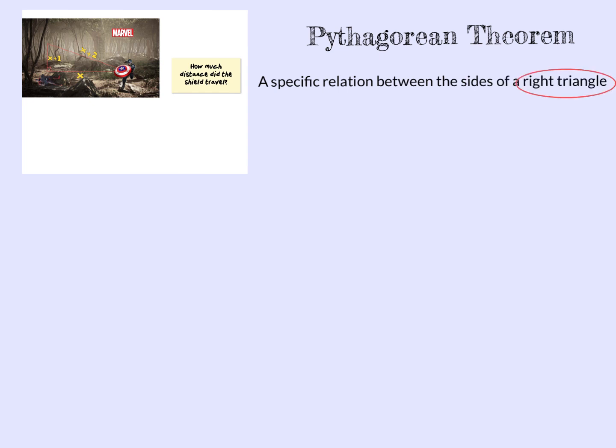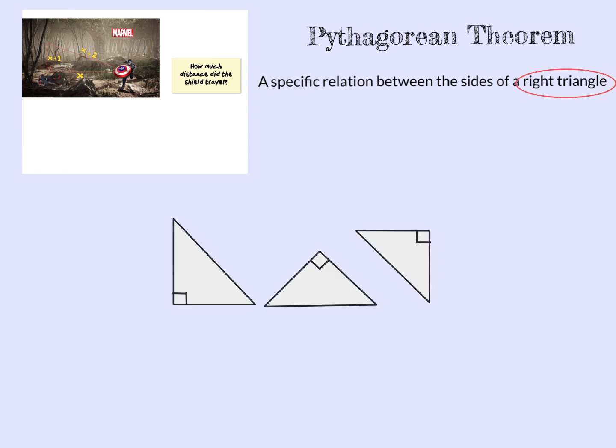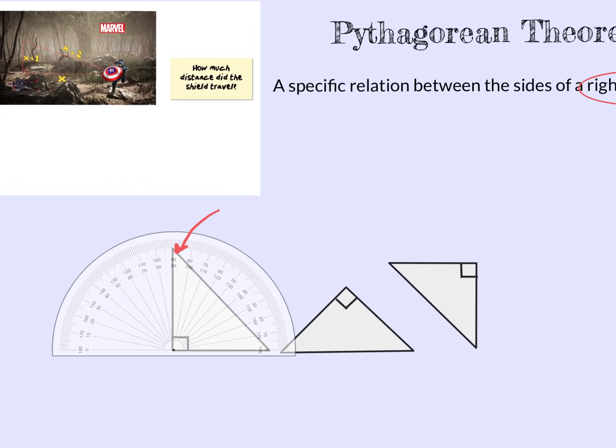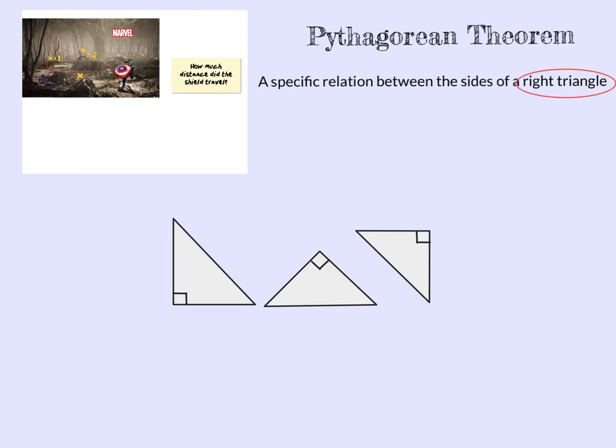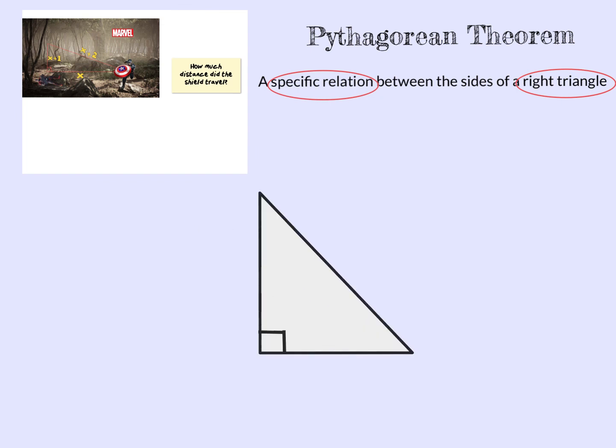Do you remember what a right triangle is? Right triangles are triangles that have a 90-degree angle, also called a right angle. We can show with a protractor that in fact these triangles have a 90-degree angle. Now, what is the specific relation between the sides? To understand this relation, first we will identify the sides of a right triangle with some particular names.